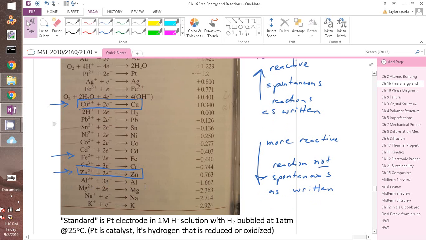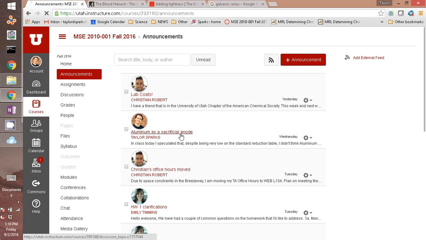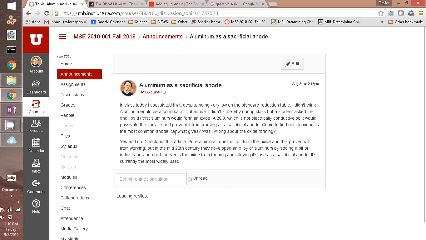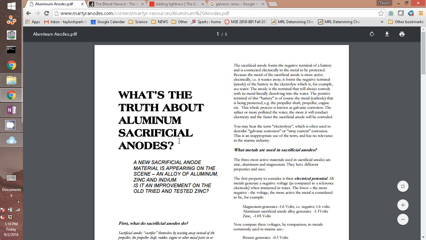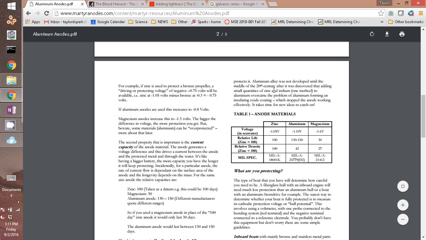So I looked into it, and in fact, for a long time they couldn't use aluminum until, this is an interesting article where they talk about it, in the middle of like the 1950s or so, they found an alloy by adding a little bit of bismuth, I think it was, and something else. By adding a little bit of zinc and indium, that's what it was. They can make it so it doesn't form that oxide and it oxidizes like crazy.